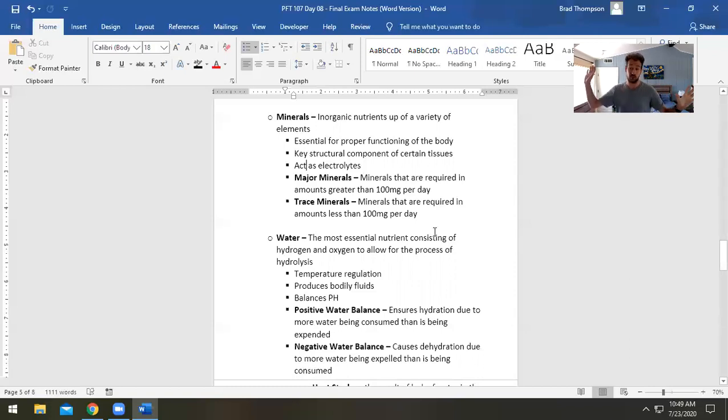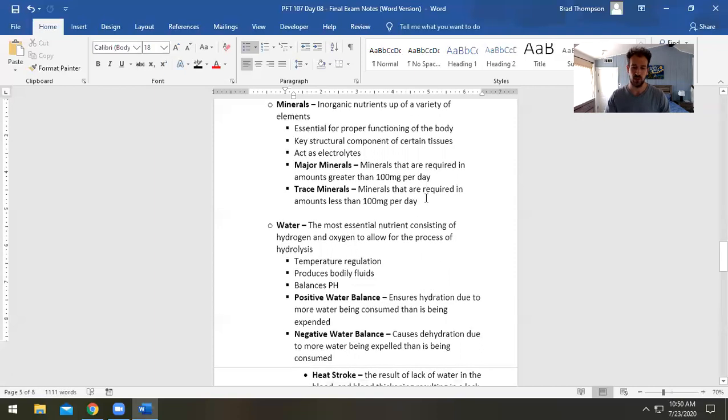Minerals are different. Every mineral is different from one another, but we have two major classifications in terms of how we consume them. Major minerals are minerals that you're going to consume in amounts greater than 100 milligrams per day, and trace minerals are ones that you're going to consume in amounts less than 100 milligrams per day. For instance, calcium is a mineral that we consume around 1,200 milligrams per day of, in order to be healthy, to reconstitute our skeletal system. That would be a major mineral. Whereas iron is a trace mineral because we need somewhere between, I think, 6 and 8 milligrams per day, and so that's way less.